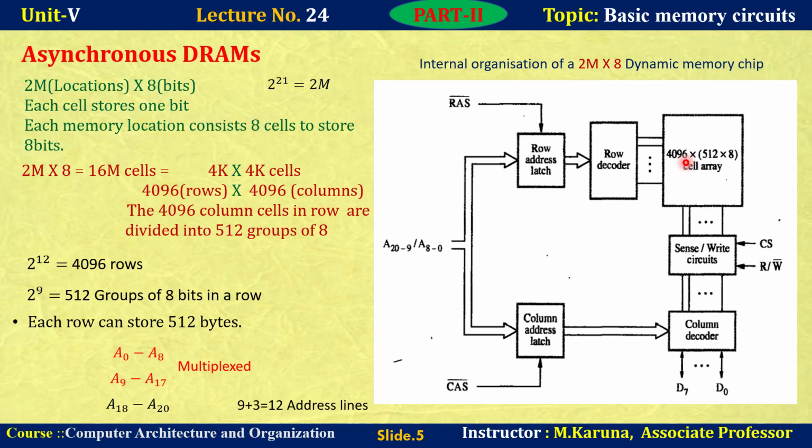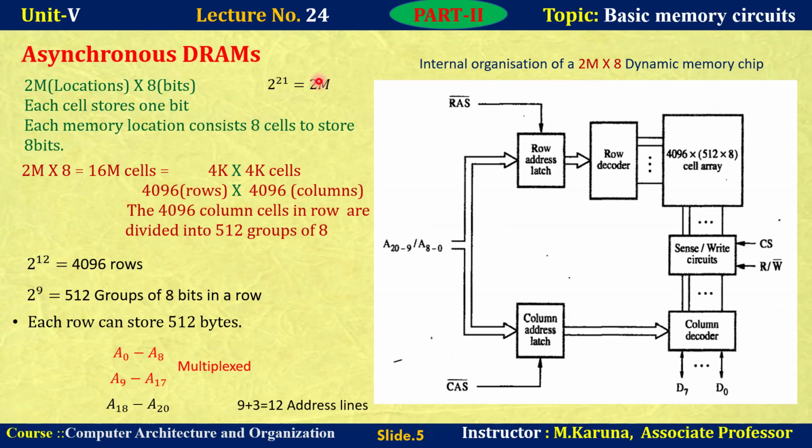See, 4096 rows. To identify any row, we require 12 address lines. For this size of memory, 12 address lines are required. 2 power 12 equals 4096. If you want to select the first row, you need to send 12 zero bits. If you want to select the last row, you need to send all 12 bits as ones. Like that, you can select any row out of 4096 rows with the help of 12 address bits.